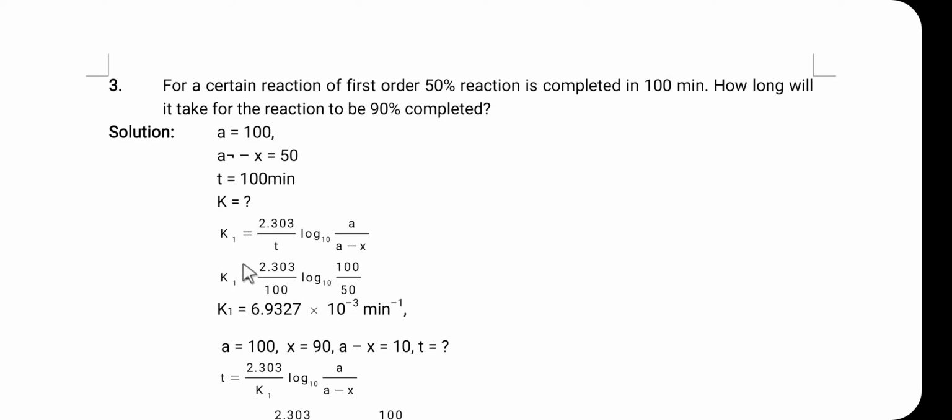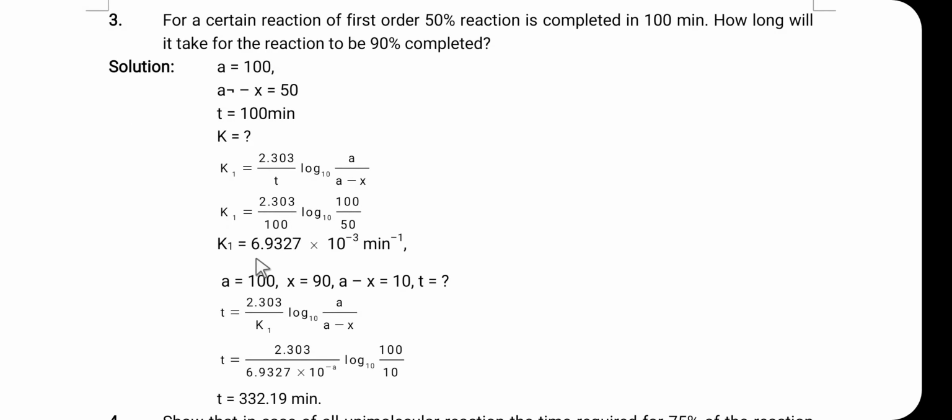So, K1 is equal to 2.303 divided by T, log of A upon A minus x. A is 100, A minus x is 50, and T is 100. So, K1 is equal to 2.303 divided by 100, log of 100 by 50. Here 100 by 50 is 2, and log of 2 is 0.3010, multiplied by 2.303 divided by 100, and the value of K1 is 6.9327 into 10 raised to minus 3 per minute. So, this is step number 1.